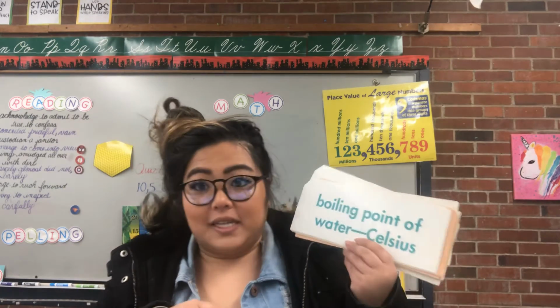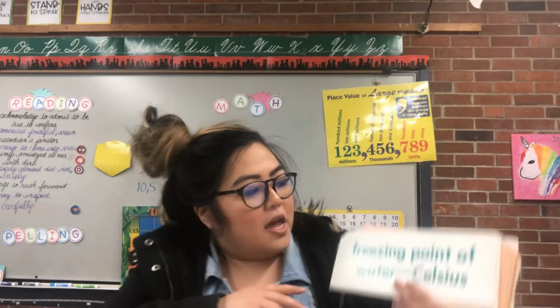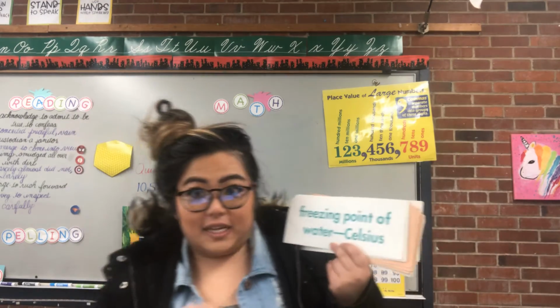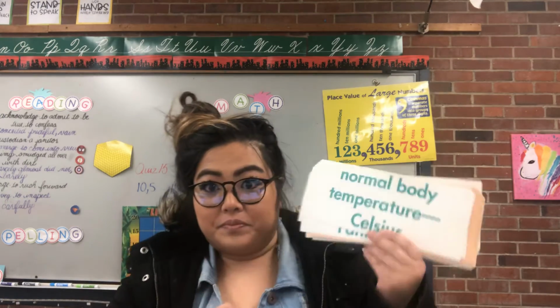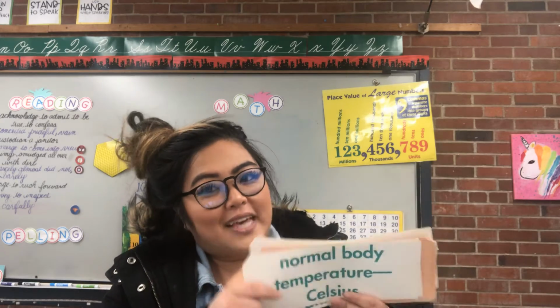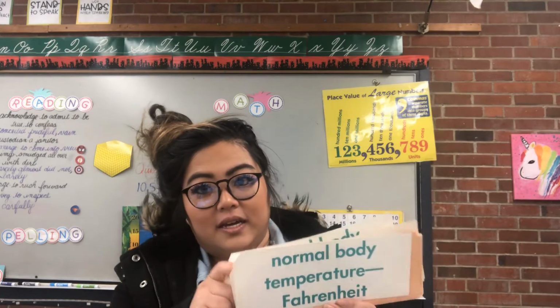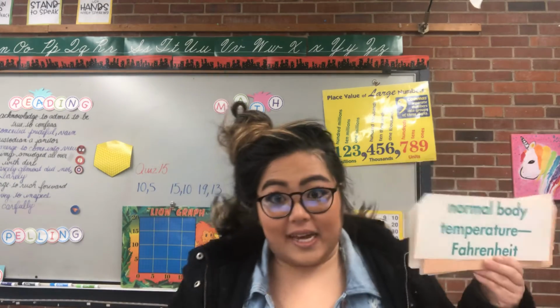Boiling point of water Celsius. 100 degrees. Yep. Freezing point of water Celsius. 0 degrees. Normal body temperature Celsius. 37 degrees. Normal body temperature Fahrenheit. 98.6.